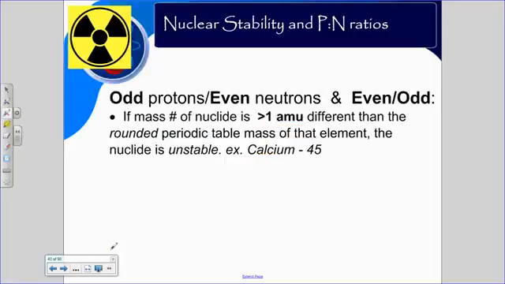Now let's look at odd-even or even-odd. Now if our proton number, neutron number is some combination of odd-even, one is even, one is odd, then all the grace we get is 1 AMU difference. Calcium 45 is our example. Calcium, atomic number 20, 45. Oops, my handwriting is garbage today.